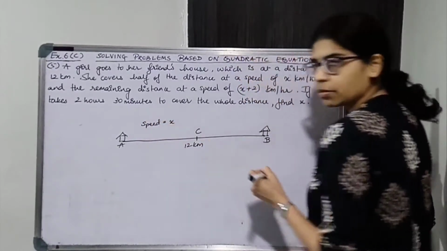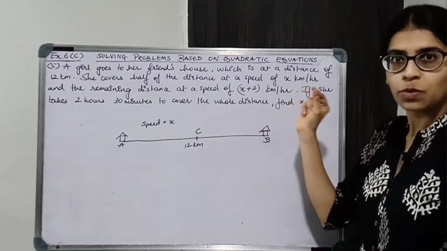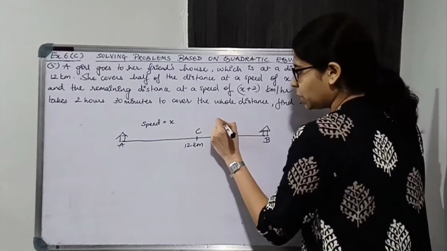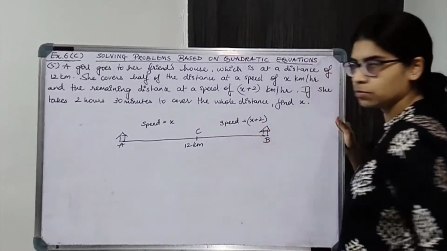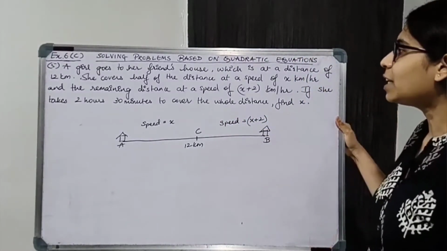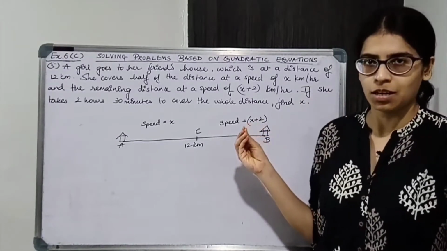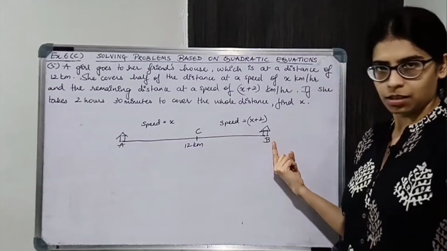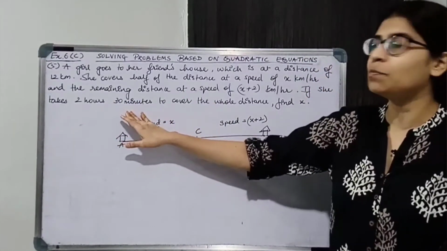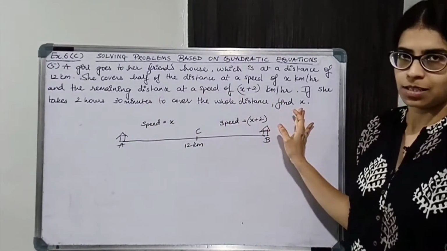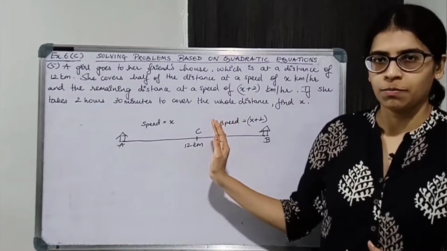x. Okay. And the remaining distance at a speed of x plus 2. This one is more. So speed is x plus 2. Okay. If she takes 2 hours 30 minutes to cover the whole distance from A to B, the whole distance she covers in 2 hours and 30 minutes, find x. We have to find x, but how will we frame the equation?